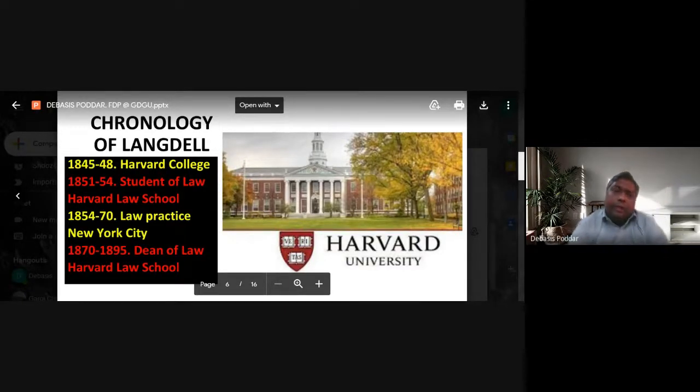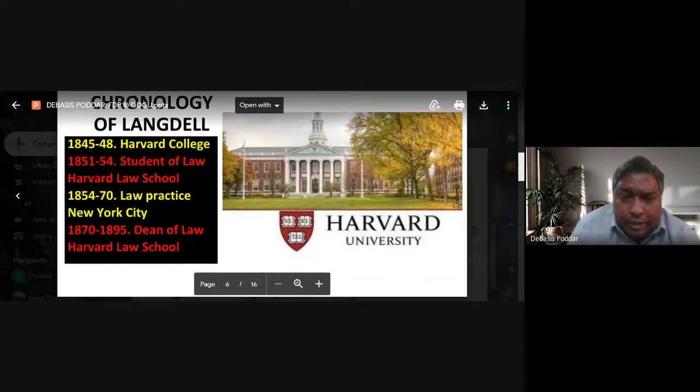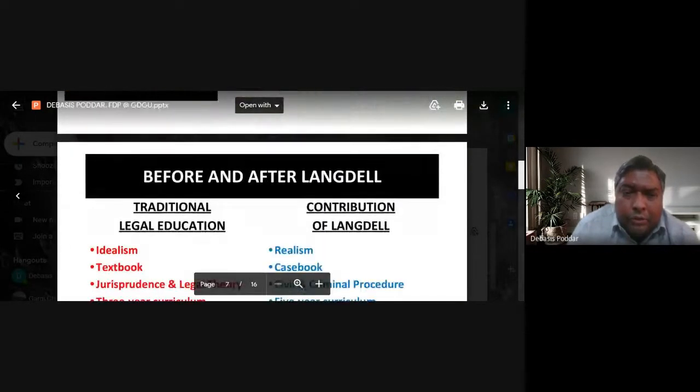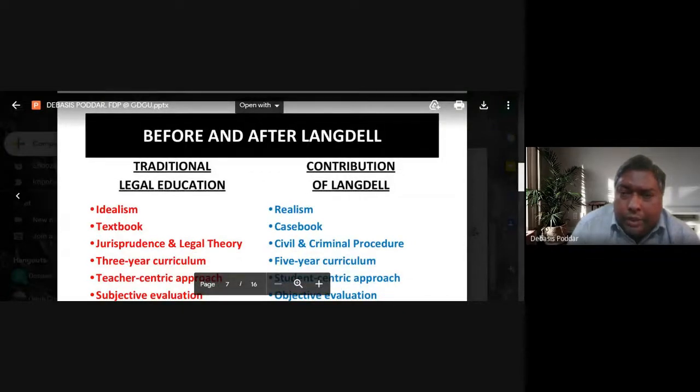Because of his background, to some extent, he is sometimes compared to Professor Madhav Menon, because Professor Menon also in India came from law practice, in the city of Delhi and Kerala also. In that way, very similar features are there between these two gentlemen. Now, this deanship at Harvard Law School, 1870 to 1895, these 15 years were practically the golden years of Harvard Law School, and the legacy is still on.